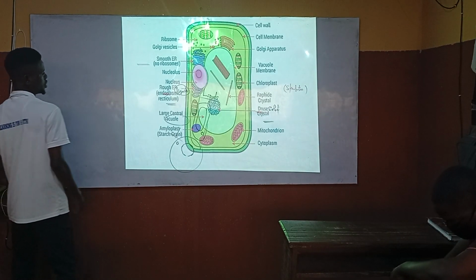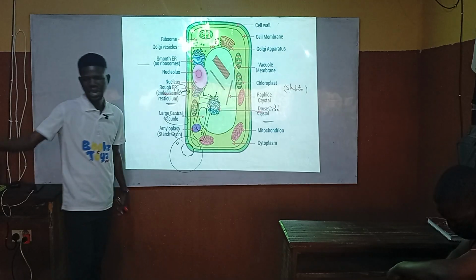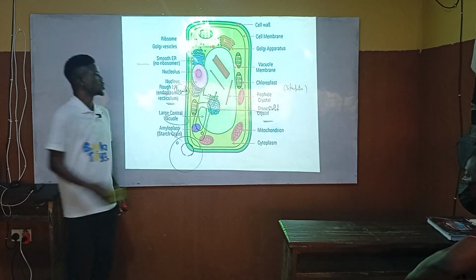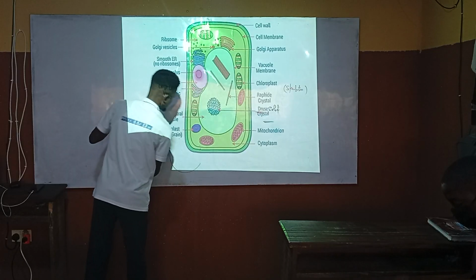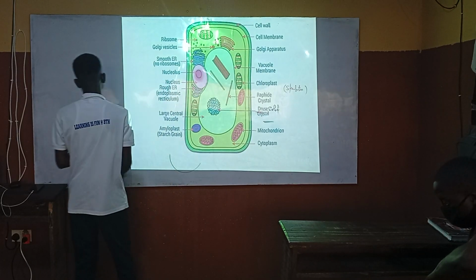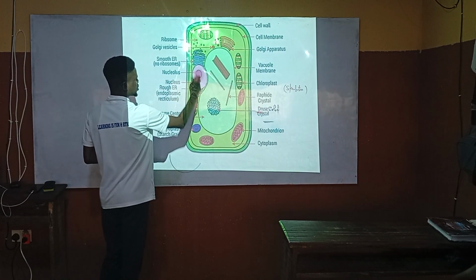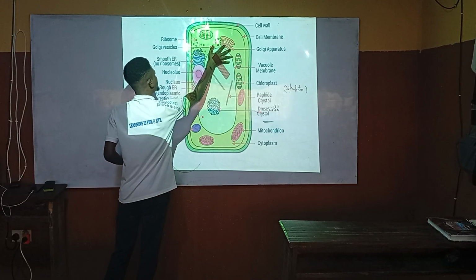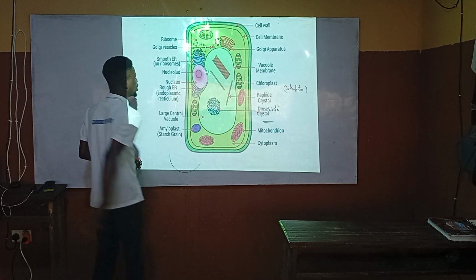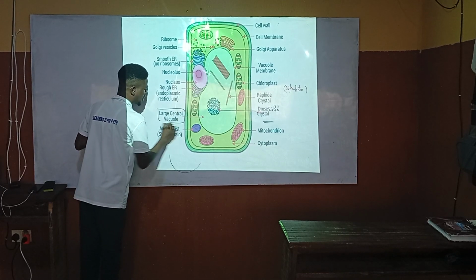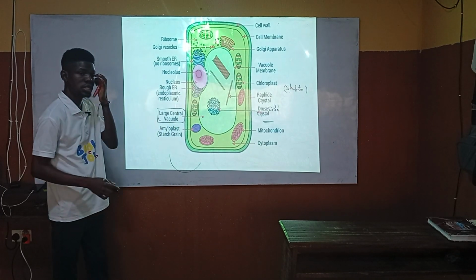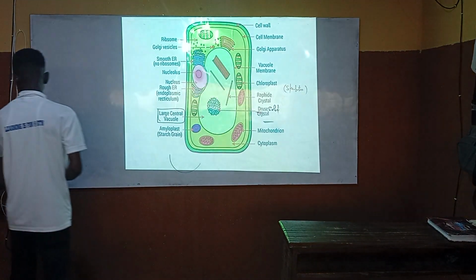Let's check. So you can see this is the vacuole. The large part is the vacuole. So because of the large vacuole of the plant cell, this nucleus is positioned at the side. You can see the nucleus at the side, and the vacuole is occupying a large chunk of the space. You can see large central vacuole. It's peculiar to plant cell.